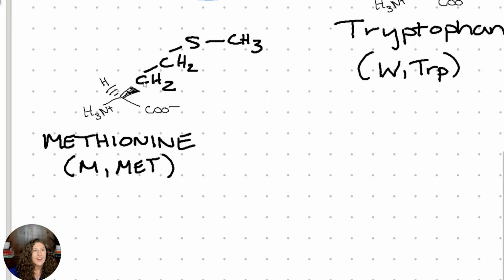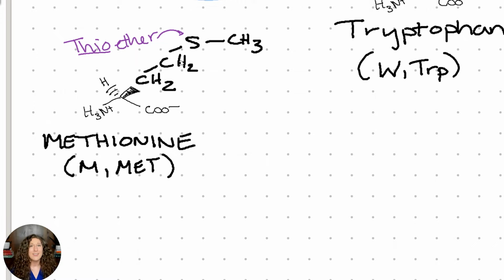Methionine has 2 carbons and then a sulfur and another carbon. This functional group in organic chemistry is called a thioether. As in ether, ethers are normally single bonded oxygens between 2 carbons. Thio is our prefix for sulfur-based compounds. So a sulfur-based ether, essentially.